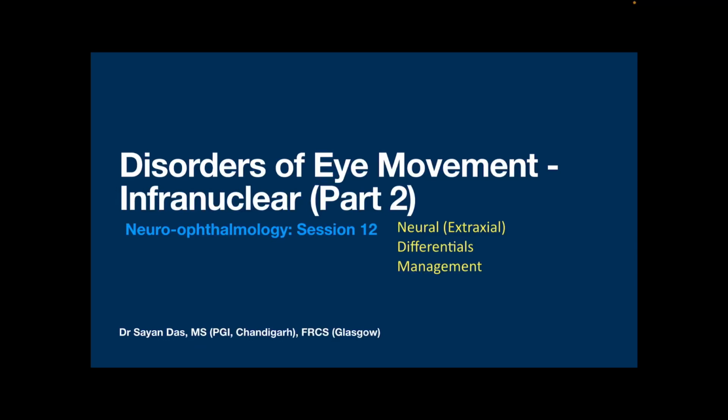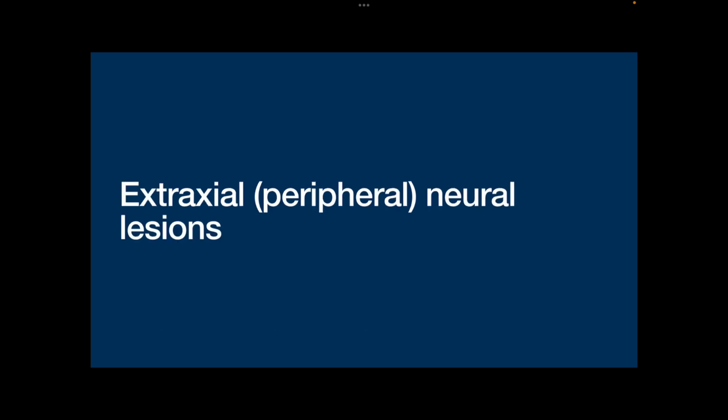Welcome. In this session, we are going to continue with our discussion on the infranuclear disorders of eye movement. And in this session, we are going to discuss the lesions of the extraaxial or the peripheral part of the cranial ocular motor nerves. This portion of the cranial ocular motor nerves lies in the subarachnoid space, the cavernous sinus, and more distally within the orbit.